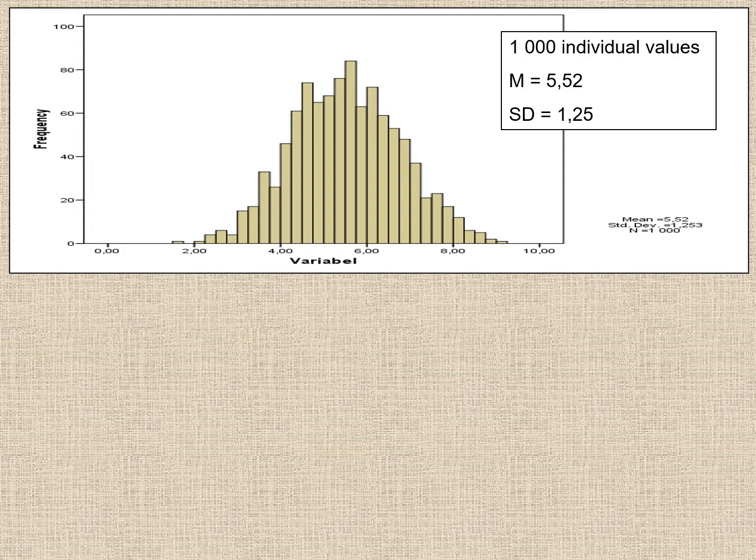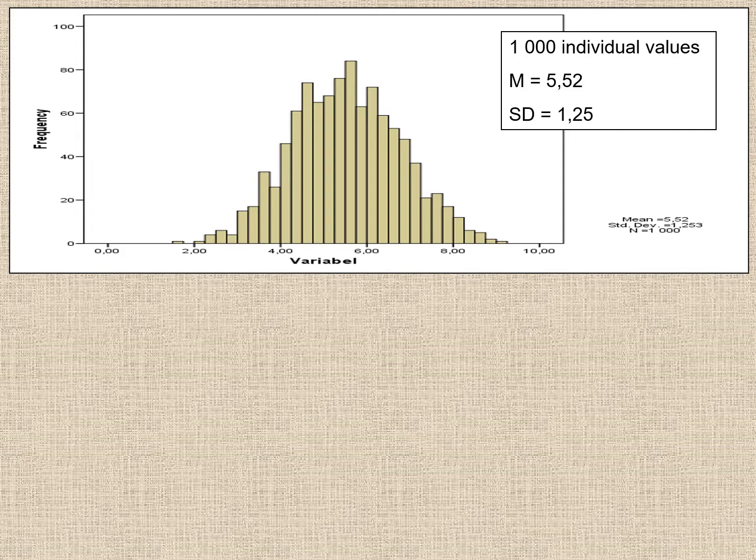So let's imagine we do the following. We take these 1,000 individuals and we pair them. We divide them into pairs, so 2 people in each pair, and we do this completely randomly. Then for each pair, each of the 500 pairs, we calculate the mean on this variable depression. So instead of 1,000 individual values, we have 500 sample means, sample size 2. And then we look at the frequency distribution of these 500 pair means.